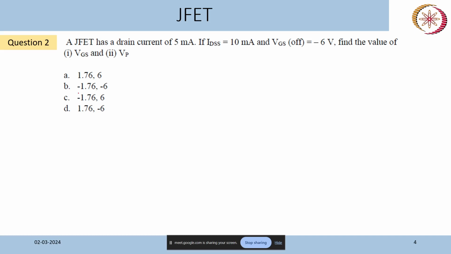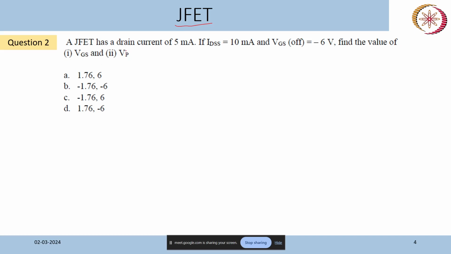Okay, let's go through the second question. The question is on JFET, junction field effect transistor. A JFET has a drain current of 5 milliampere, if IDSS is 10 milliampere and VGS off is minus 6 volt. Find the value of VGS and VP.